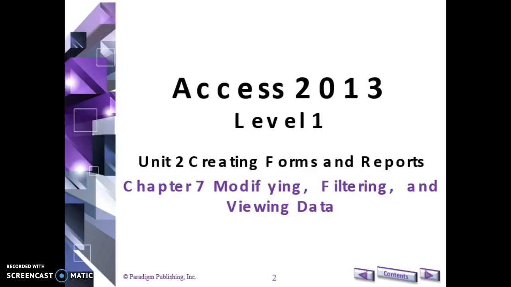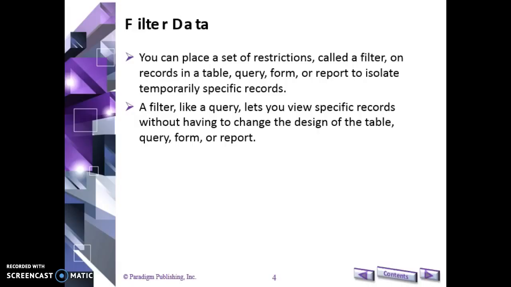So the first one is Chapter 7. Chapter 7 is all about filtering. And the cool thing about filtering is that you don't have to look at all of the data at one time. Because remember, the whole point of Access is that we've got tons and tons of information that we can put into Access, and we don't necessarily want to look at all of it at the same time.